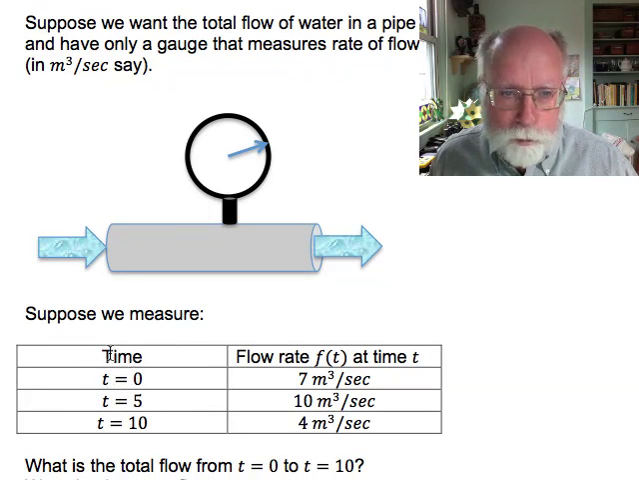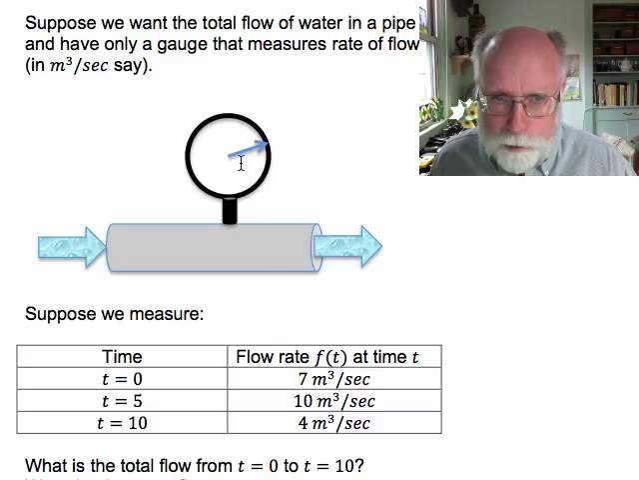Well, let's just do an example. Suppose you measured at time t equals 0 that there were 7 cubic meters per second flowing. So that's where the dial was on the gauge. At t equals 5, you got 10 cubic meters per second. At t equals 10, you got 4 cubic meters per second. What is the total flow between t equals 0 and t equals 10?